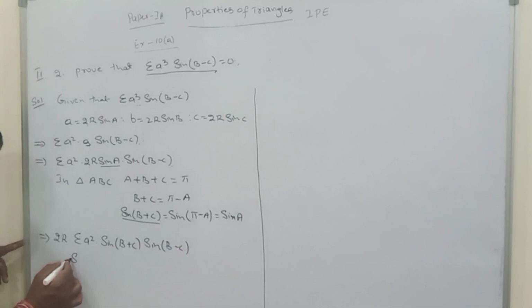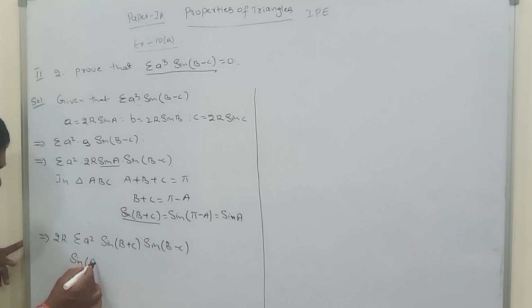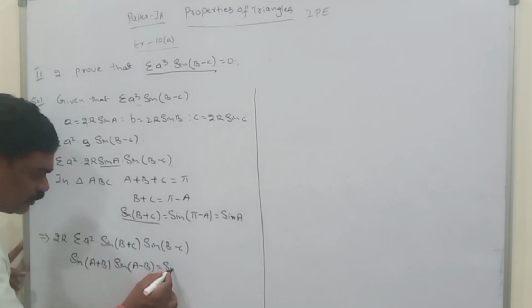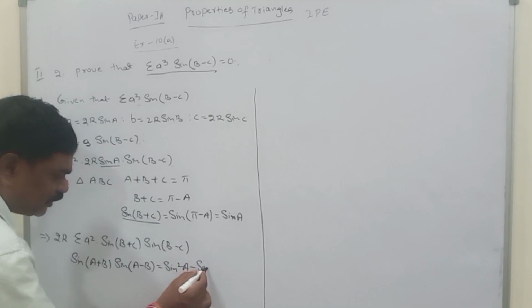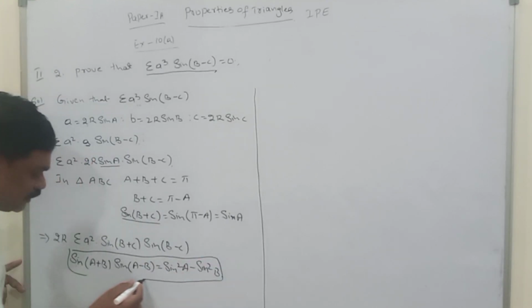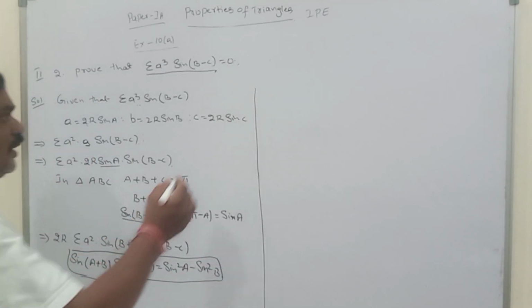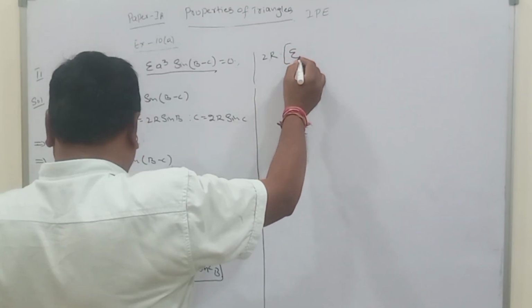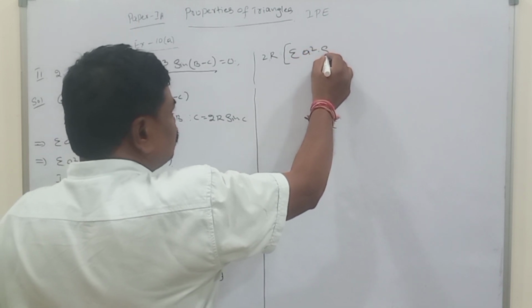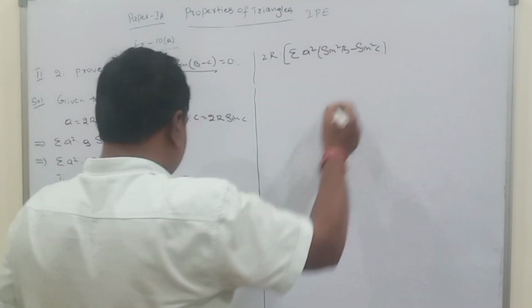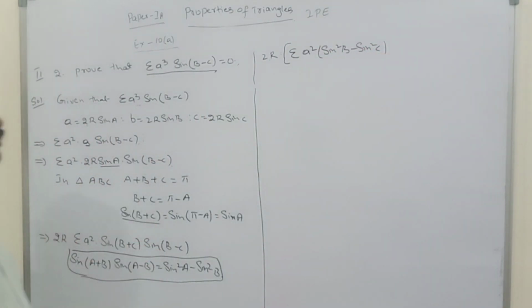But we know the compound angle formula: sin of A plus B into sin of A minus B is equal to what? Sin square A minus sin square B. By using this formula, what can be written as? This is 2R of sigma into a square into sin square B minus sin square C.